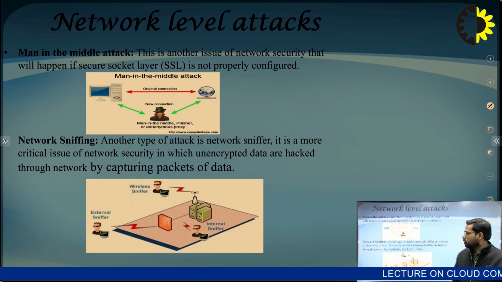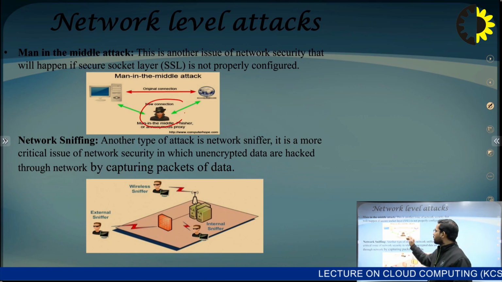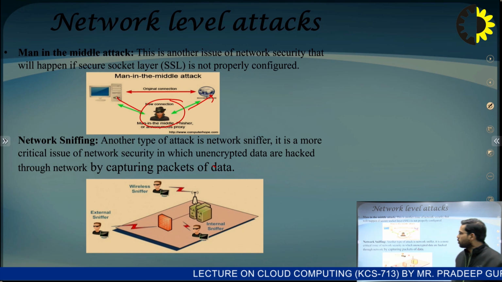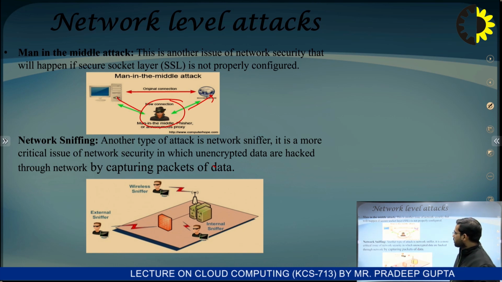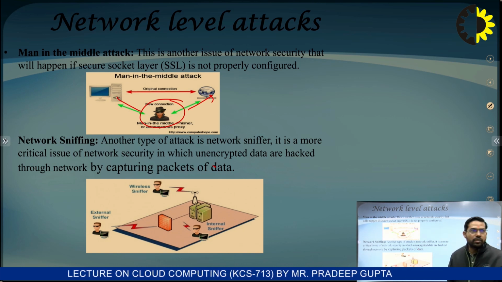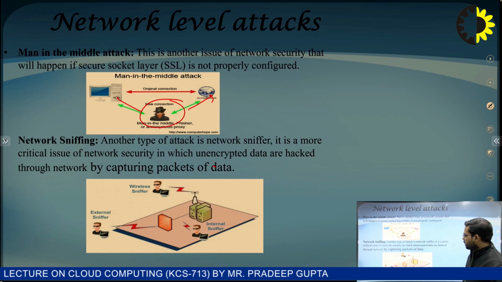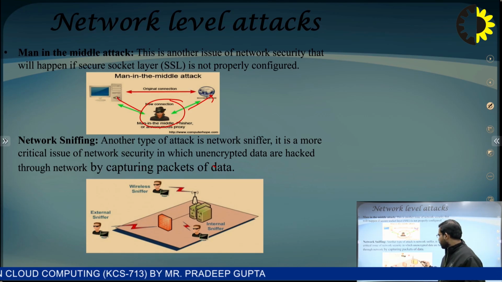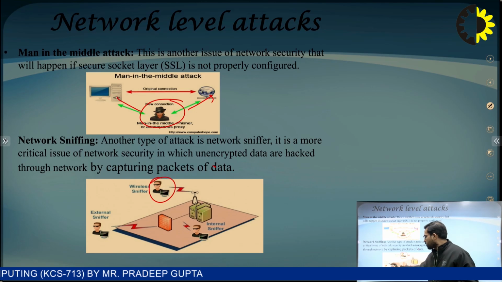Man in the middle, just like this. This is the middleman, and that is the original connection. It switches between them. So man in the middle, phishing or anonymous proxy. This is used if the secure layer is not properly configured. Network sniffing: internal sniffer, wireless sniffer, and external sniffer.